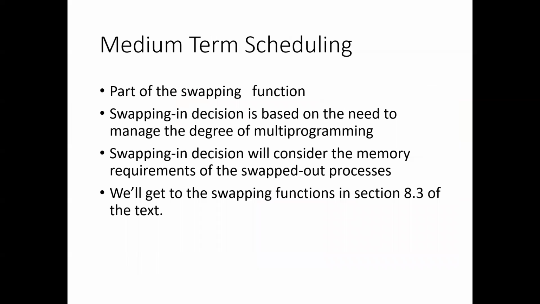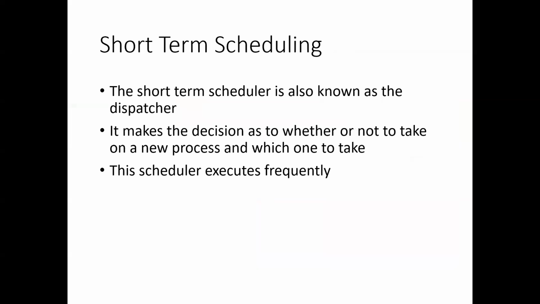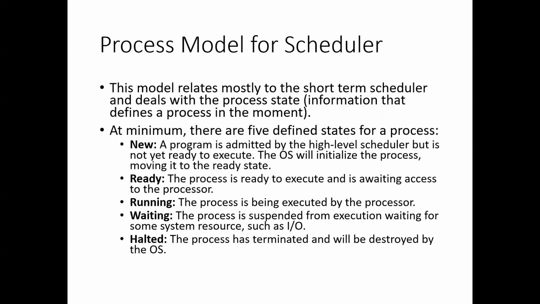Medium-term scheduling is part of the swapping function, and swapping in is based on the need to manage the degree of multi-programming. Consider the memory requirements of the swapped out process, and we'll cover this in the next presentation. Short-term scheduling is known as the dispatcher. It makes the decisions whether or not to take on a new process and which one to take on. And it executes the most frequently between the short, the medium, and long term.